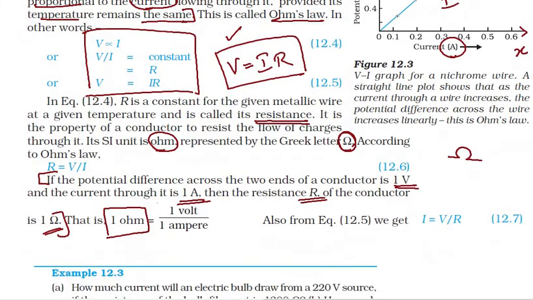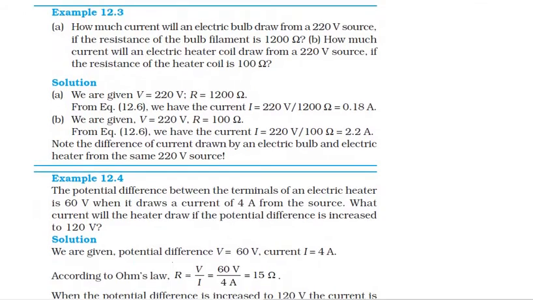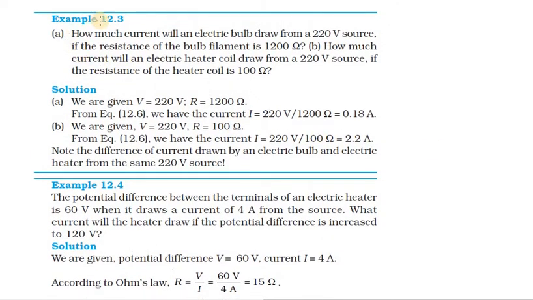Let us look at the problems in your textbook. We have been given 2 problems in your textbook. The first one is example 12.3. How much current will an electric bulb draw from a 220 volt source? The question is, how much current? The potential V is 220 volt. If the resistance of the bulb filament is 1200 ohms, so resistance R is equal to 1200 ohms.